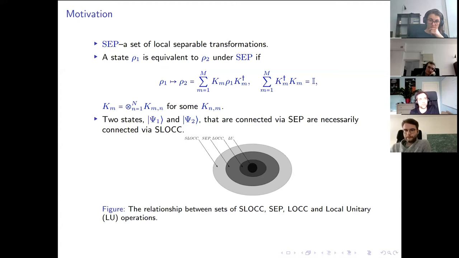Okay, fair enough. So given a state like rho one, you are looking at the Kraus operators that will have the property that they will map essentially all those states that appear in the sum so that they will be proportional to one another, right? Yes, I think so, yes. Okay.